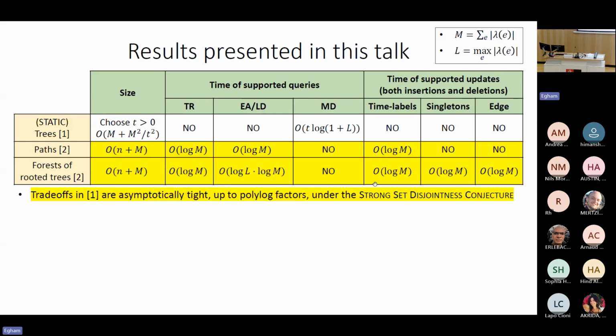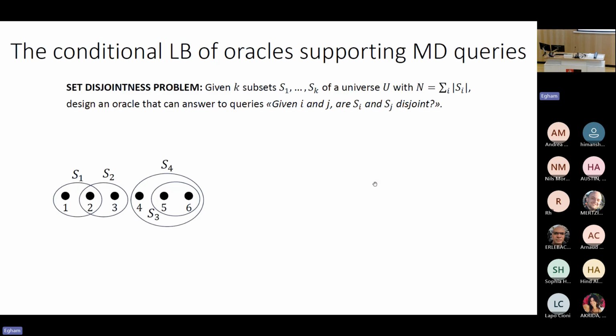And in the rest of the talk, I'm going to present the results that you see highlighted here. I will start by showing that the bounds for static trees for minimum duration queries are asymptotically tight up to polylogarithmic factors if we assume that the strong set disjointness conjecture holds. So for doing this, let me define the set disjointness problem. In this problem, we are given k subsets, S1 to Sk, of a universe U, and we assume that capital N is the total sum of the sizes of the subsets. And we want to design an oracle that can answer queries: given i and j, are Si and Sj disjoint or not.